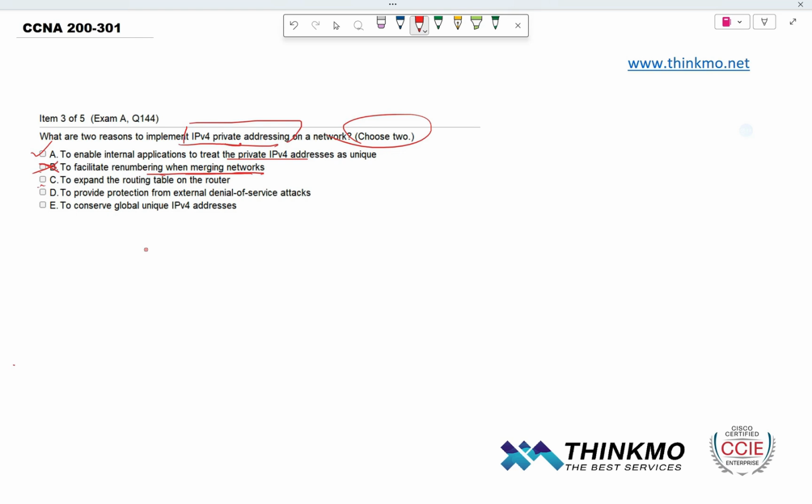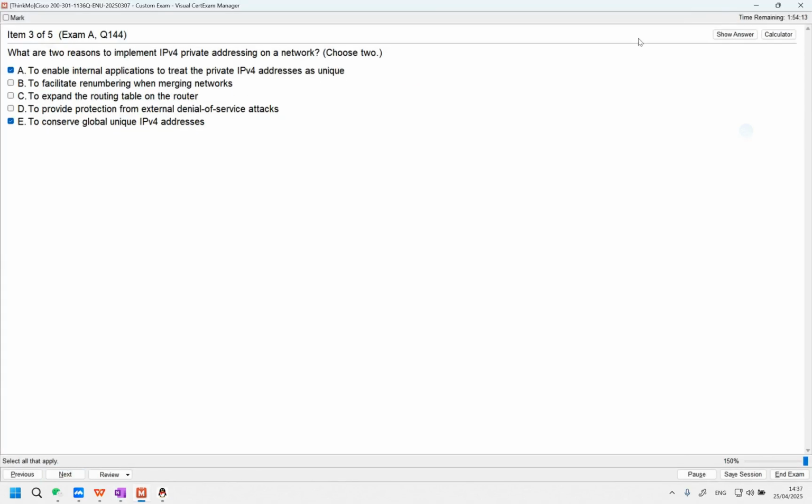Option C is about expanding the routing table on the router, which doesn't have this function, so this is also incorrect. Option D says it's to prevent external attacks. The private address doesn't have this kind of function. Then option E says it's to save public IPv4 addresses, so this option is correct. For this question, we have determined that the best choices are A and E. Now let us examine the correct answer, which is indeed A and E.